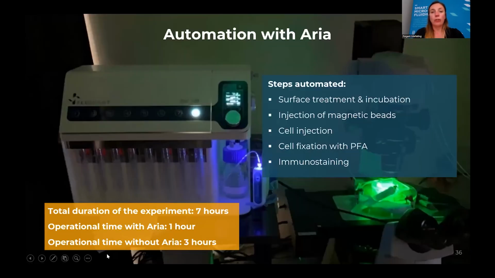Nice. So the different steps that have been automated are the surface treatment of the chip and the incubation, then the injection of the magnetic beads, injection of cells, the fixation with PFA, and the whole immunostaining procedure. So it's a real time saver.